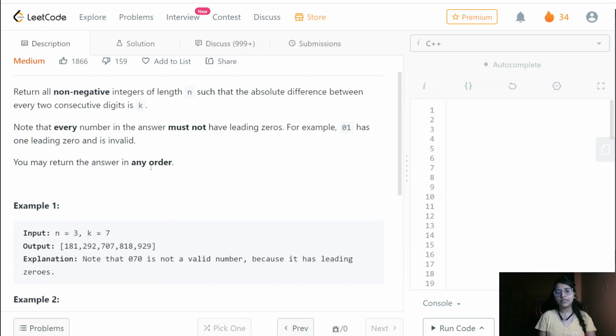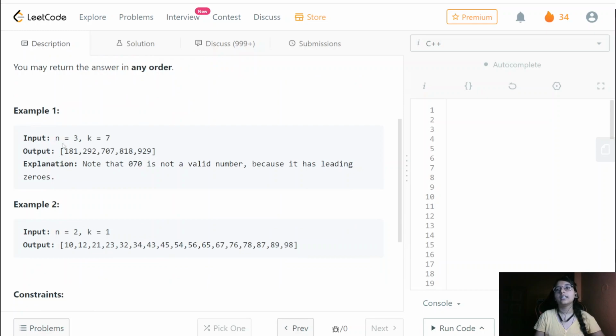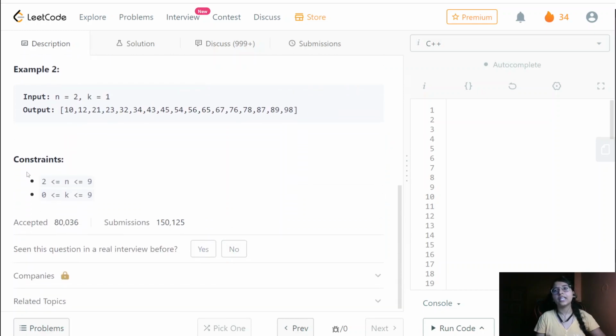So if we calculate some numbers, like 181 and 242, then we can present it as 242 and 181. That doesn't matter, in whichever order we present our answer. They just want our answer. Before going to the example, let us check the constraints. The constraints are pretty low. n lies between 2 and 9 and k lies between 0 and 9. So this simply refers to the fact that we can even go with exponential time complexity and space complexity, the way the constraints are given to us.